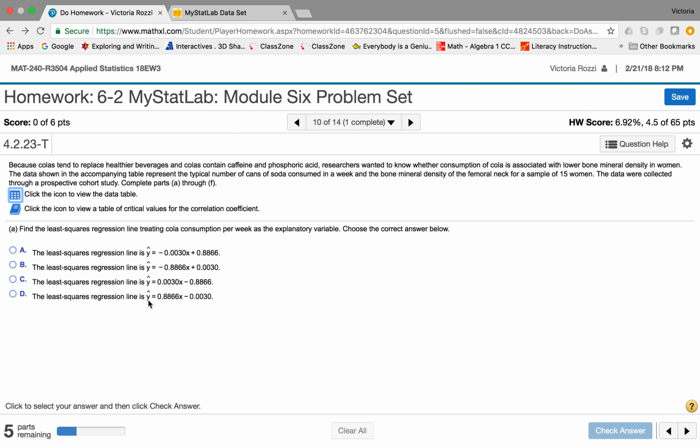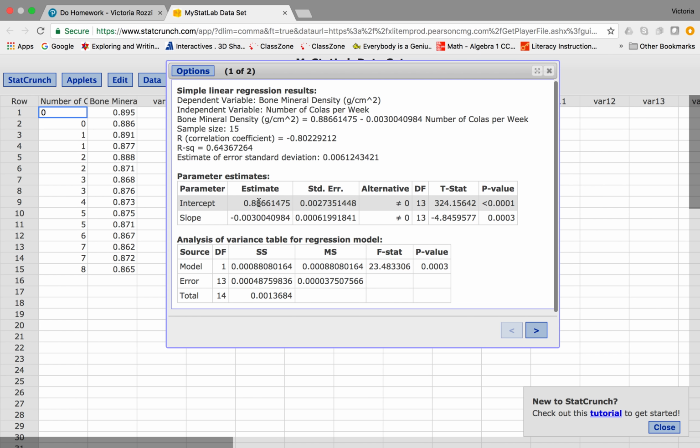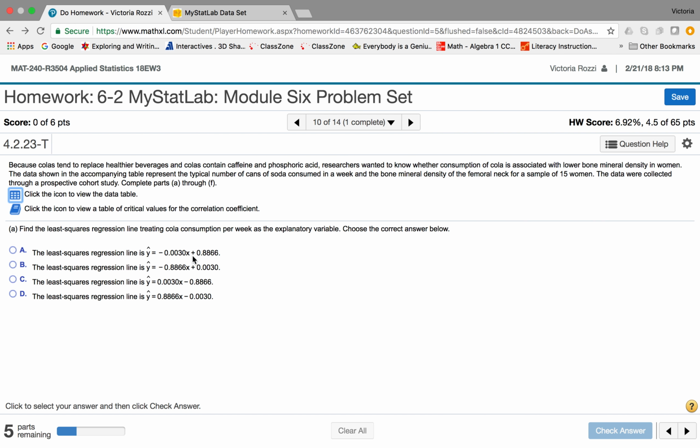So looking back here, let me just X this out. We are going to take a look at what we want to pick for our line. Now, slope is always the number in front of X. So we're going to either be using A, which has the 0.003 in front of it, or C. And looking back at the data set, we can see that the intercept is actually a positive number, 0.88. So I want to use the positive value, 0.88, for my least squares regression line, and click Check Answer.